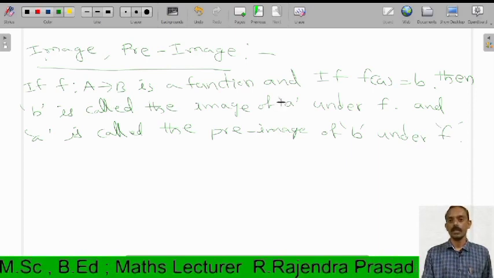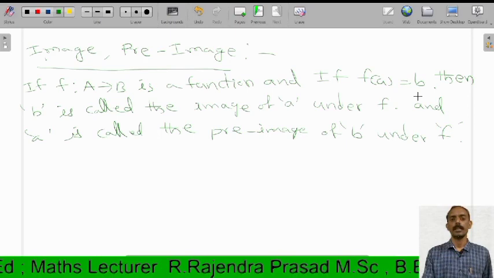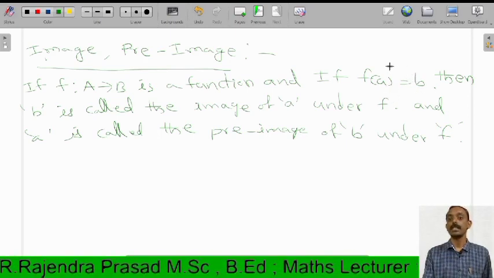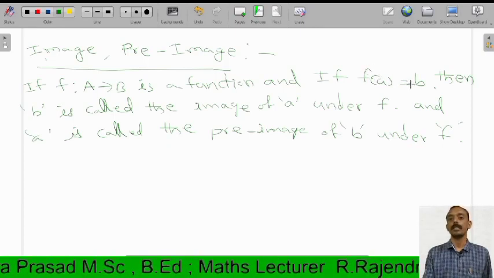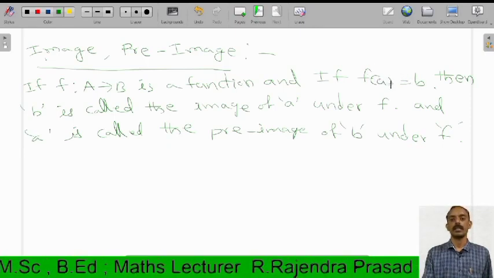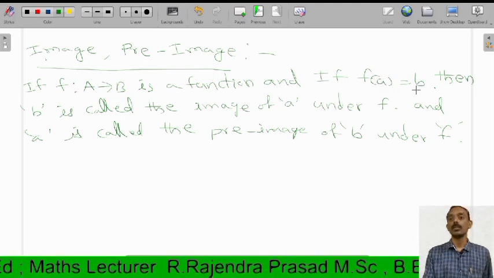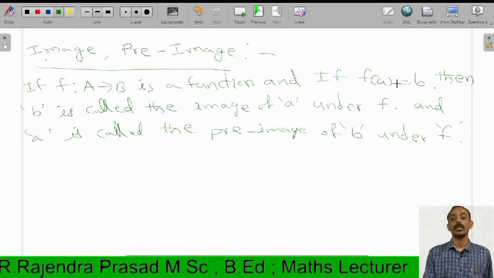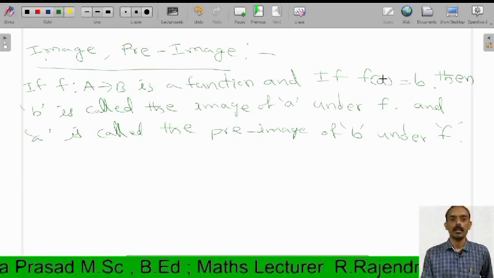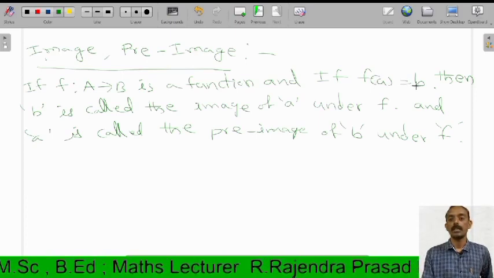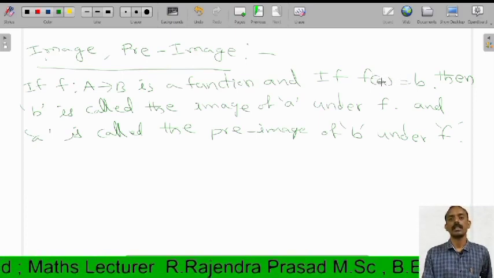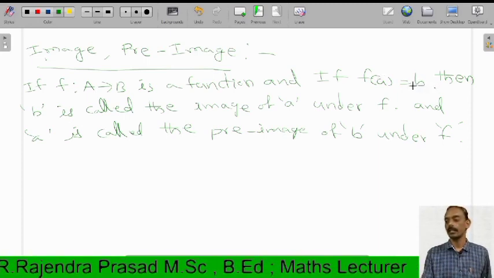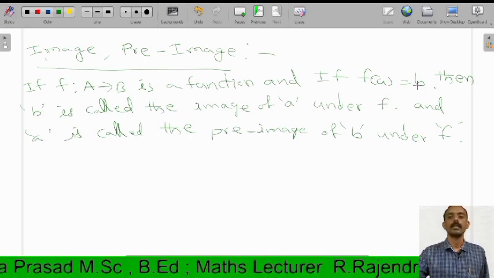f from A to B is a function. The condition is f of a equal to b. Here b is the image of a under f, and a is called the pre-image of b. b is called the image of a under f, and a is called the pre-image of b under f. Okay? Next.